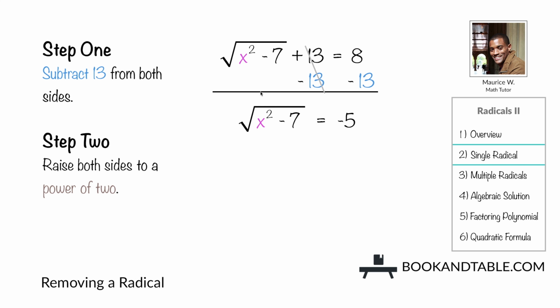Now, once you have the radical term isolated, we want to take advantage of the fact that the index is 2. So we're going to raise both sides of the equation to a power of 2 to get rid of this radical sign.